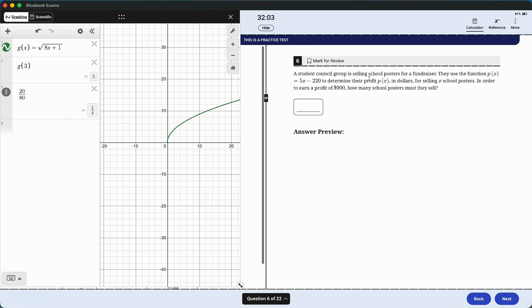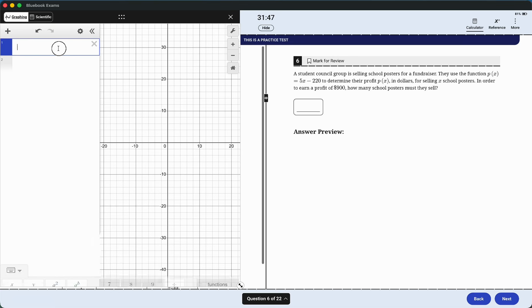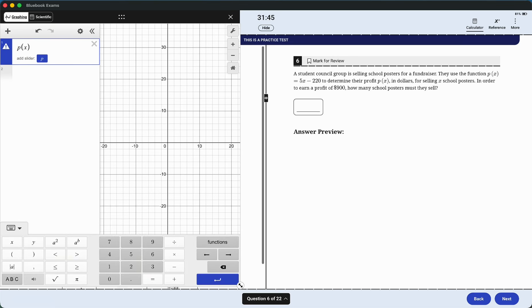Next one, a student council group is selling school posters for a fundraiser. The function P of X equals 5X minus 220 determines the profit P of X for selling X school posters. In order to earn a profit of 900, how many school posters must they sell? So here's a cool thing about functions. They're always going to describe to you what the variables are, right? Here, they tell you what P of X is, that's profit, and what X is. You need to know that because in this question, they're telling you profit's 900. So I can replace P of X with 900.